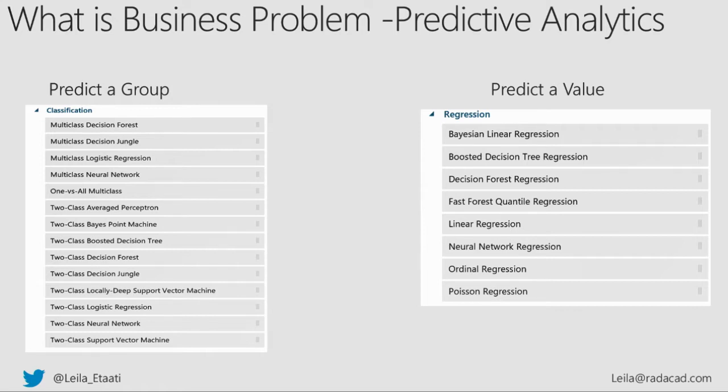The other case is where you are going to predict a group: will this customer stay with me or leave me, or will this customer purchase a bronze, gold, or silver product. So we are going to predict a group. Then we have to choose from the algorithms that we have here.